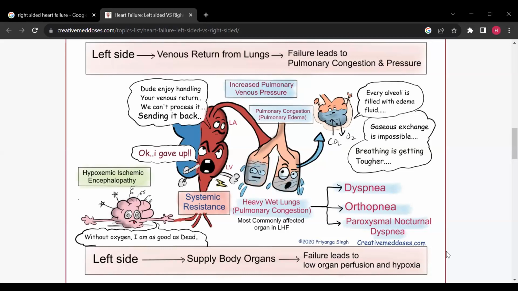So, can anybody tell me which kind of drugs can cause heart failure? Pardon, Hira? Which drugs can exacerbate heart failure or cause heart failure? Something like doxorubicin. Yes, definitely.